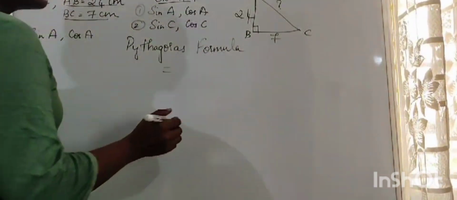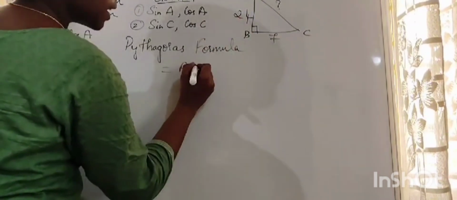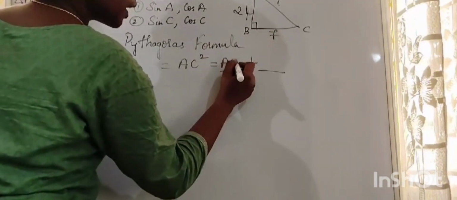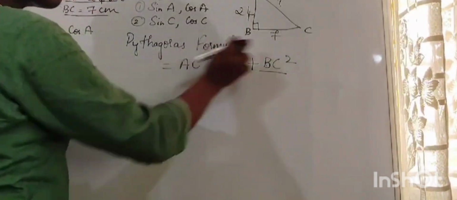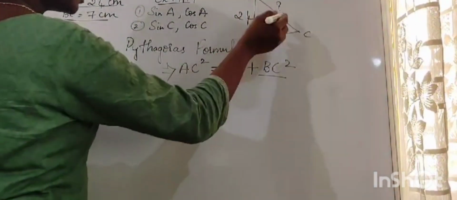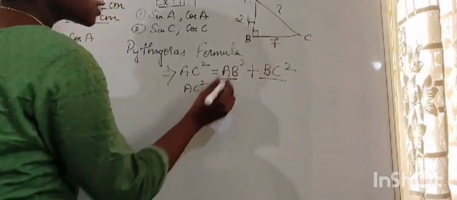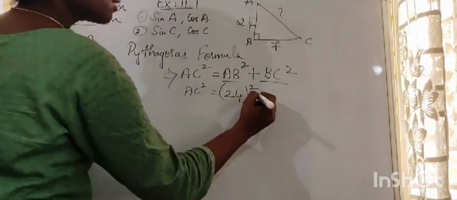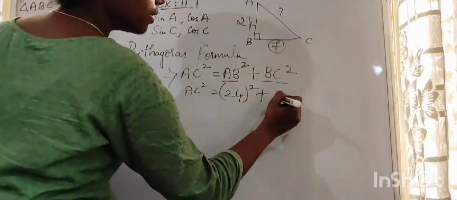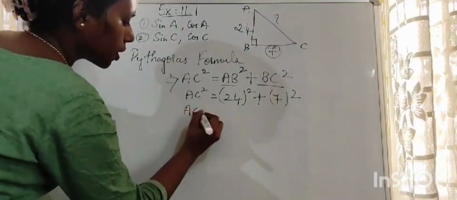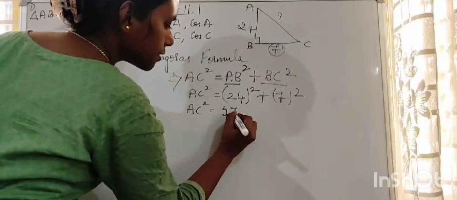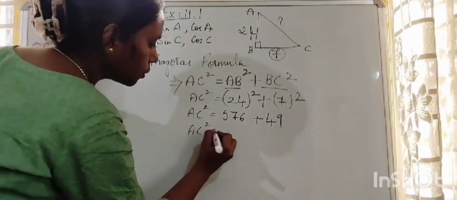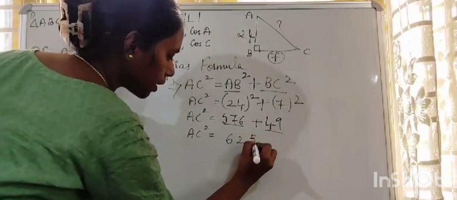So according to Pythagoras formula, hypotenuse AC square will be equal to the sum of other two sides. The other two sides are AB square, BC square. So this is our Pythagoras formula. AC value we don't know, so we'll keep AC square as it is. AB is 24. Since square is there here, we'll write the whole square, plus BC. BC value is 7, the whole square. So AC square is equal to 24 whole square is 576, plus 7 square is 49. Now AC square is equal to 576 plus 49 is 625.